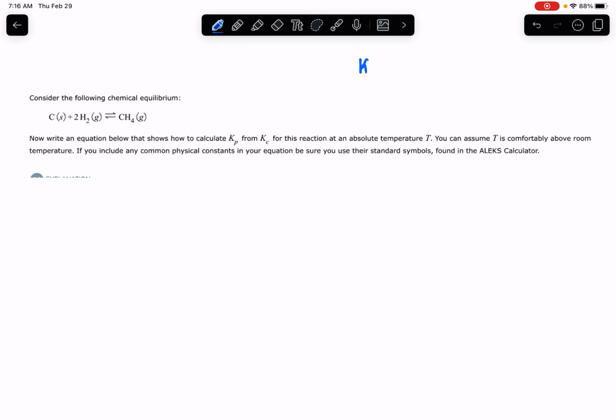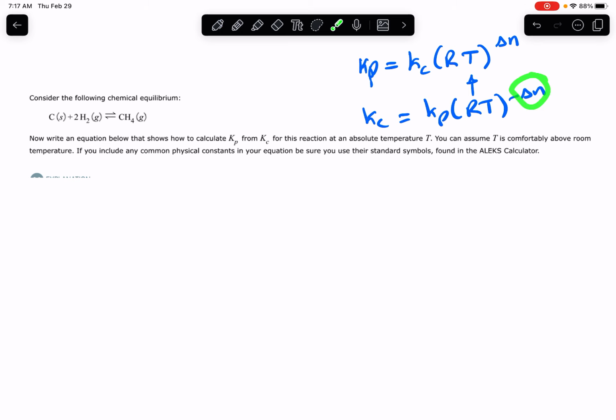If you ever want to figure out your Kp, you take your Kc, you multiply it by the gas constant R, times the temperature, and this has to be in Kelvin, times change in n. Or if you want to rearrange this, your formula is Kc is equal to Kp RT to the negative change in n, which then begs the question, what the heck is change in n?